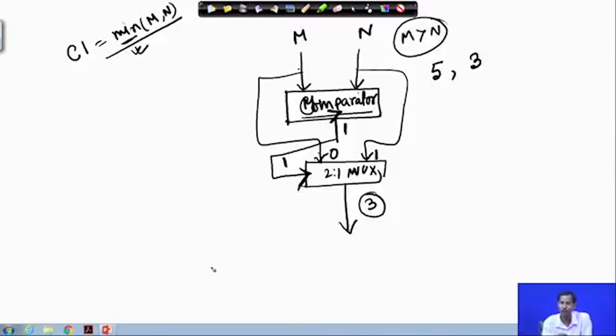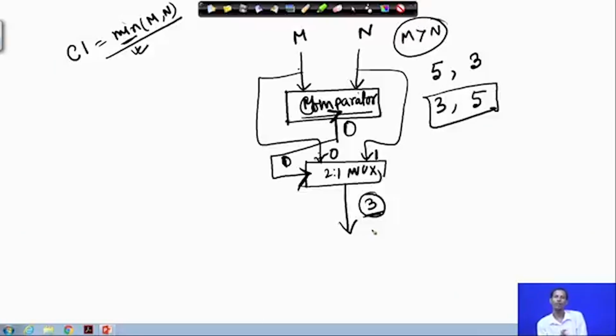Just consider the reverse case. Suppose this is 3, this is 5. At this particular comparator, what will happen? 3 is not greater than 5. That means instead of 1 this will be false, so it will be 0. Whenever this is 0, this will choose m. So at that time 3 will come at the output.